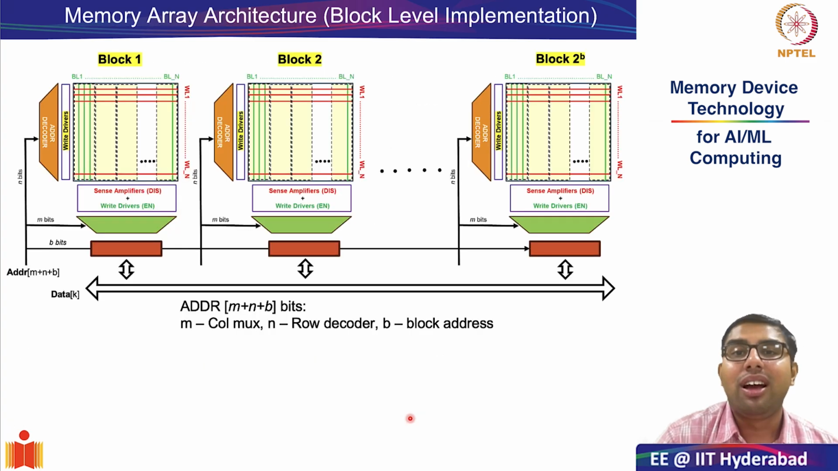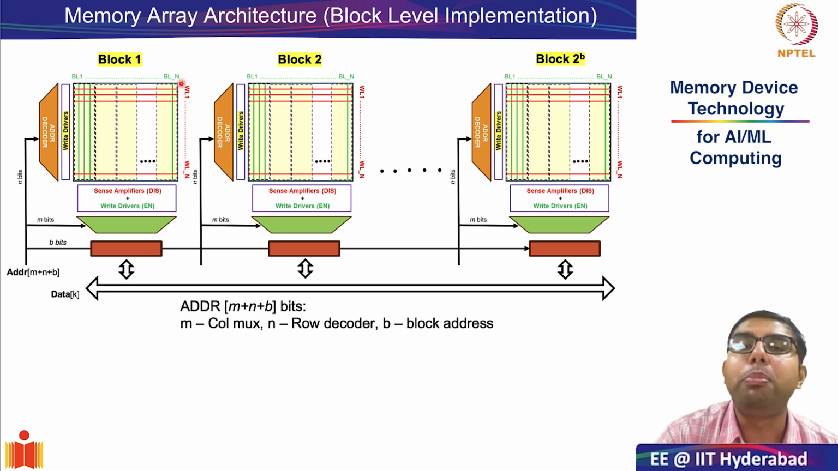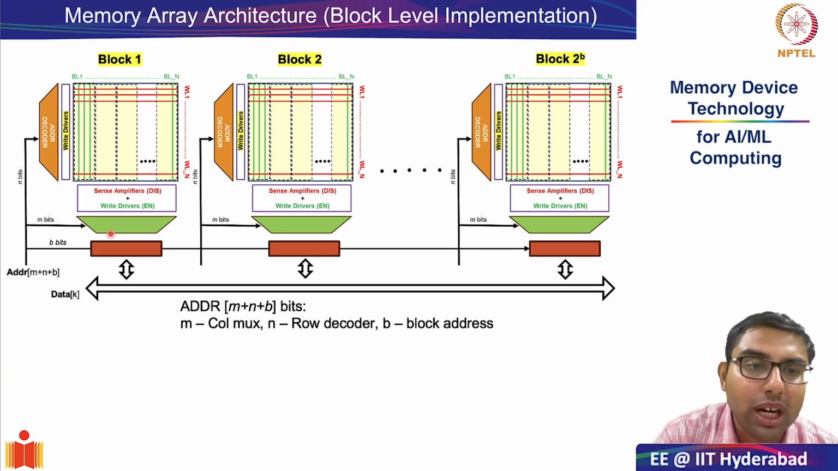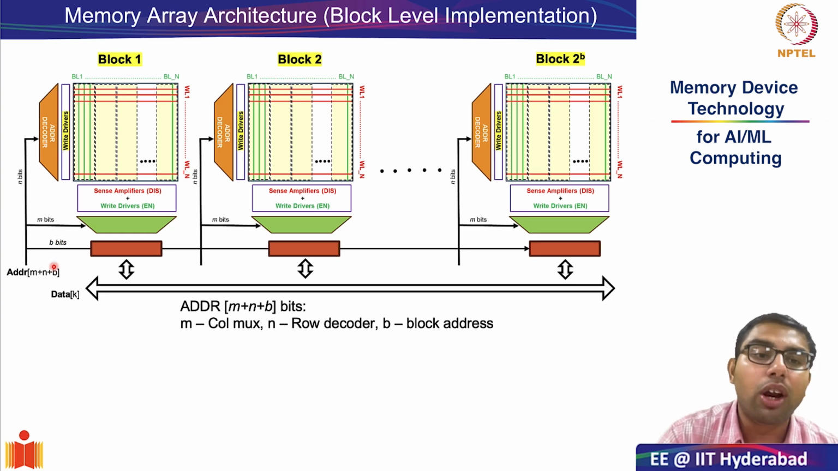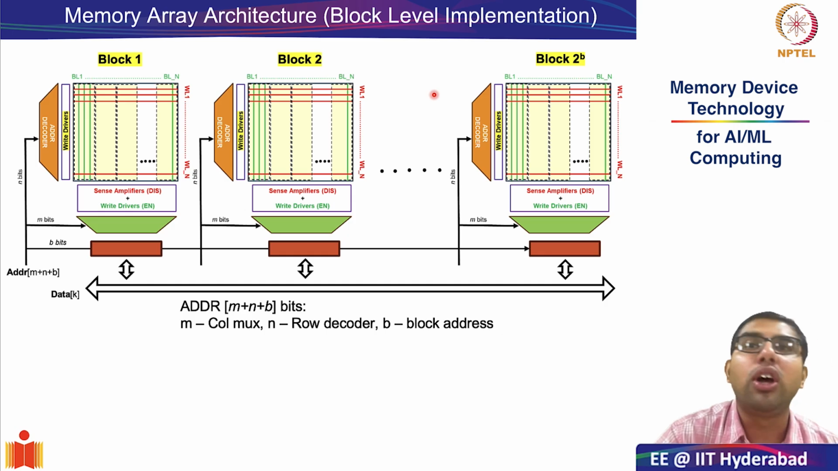A more generic representation of this example is the so-called block level implementation. In block level implementation, what we essentially do is replicate one optimized block several times. In addition to having the address bits as m and n, where n goes to the row decoder and m goes to the column mux, we have b bits assigned to the block address. If b bits are assigned to the block address, we can understand that the total number of blocks that can be implemented is 2 to the power of b.